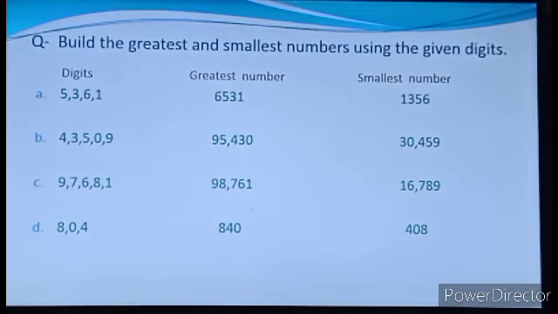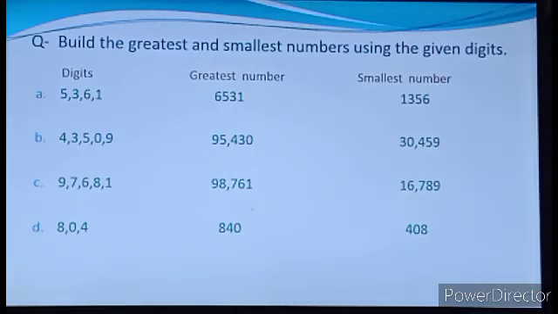Okay, so that is to build the greatest and smallest number using the given digits. So first example, the digits given are 5, 3, 6 and 1. Out of these digits we have to make the greatest number as well as the smallest number. So how can you build the greatest number? To build the greatest number, you arrange the digits in descending order. Descending means biggest to smallest order.